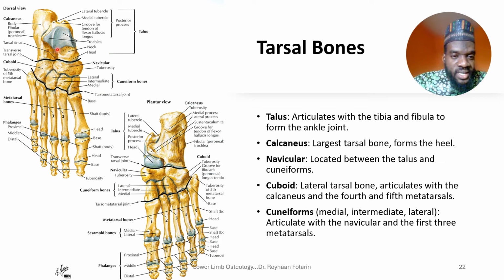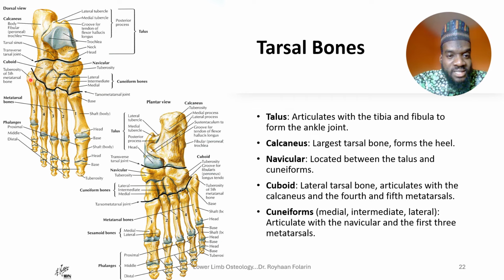So here is a space known as the tarsal sinus. Okay, this is the tarsal sinus. And then there is what we call the transverse tarsal joint. That's the joint between these two tarsal bones and the rest of the tarsal bones that you have here.